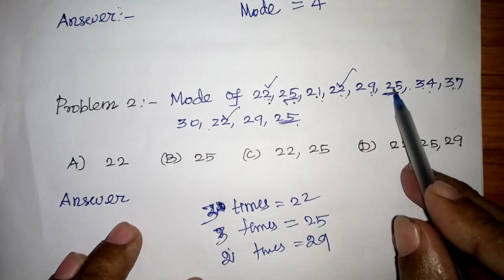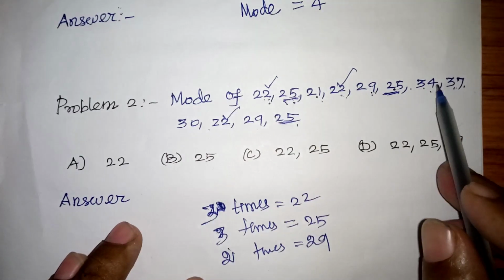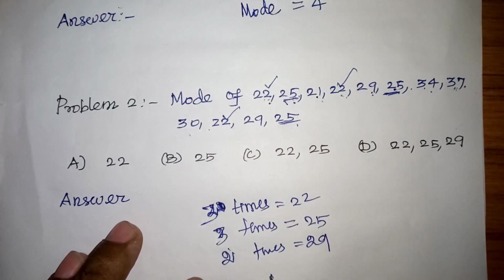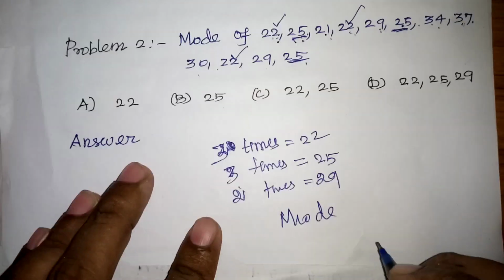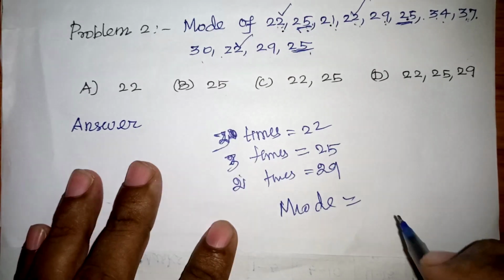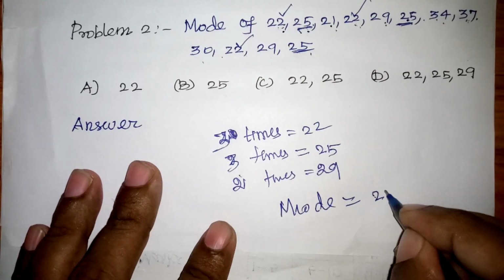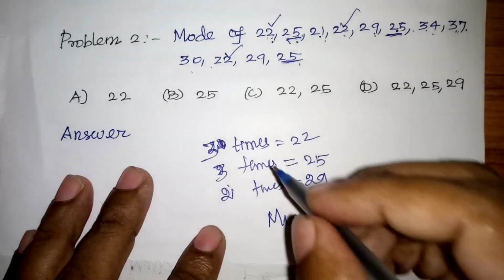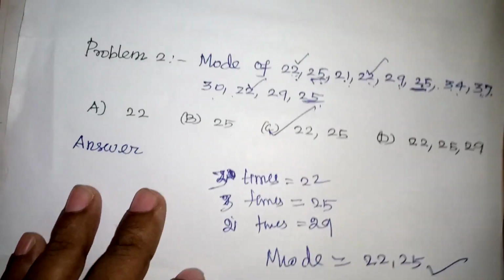29, 25. Next, 37 occurs a single time, 30 a single time. Therefore, what is the mode? We have a bimodal distribution: 22 and 25 are the modes. Therefore, option C is correct.